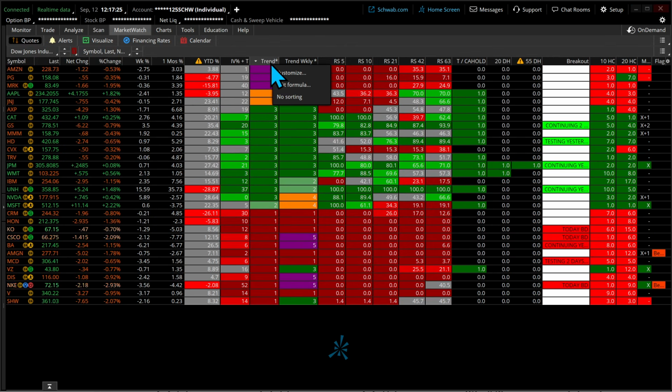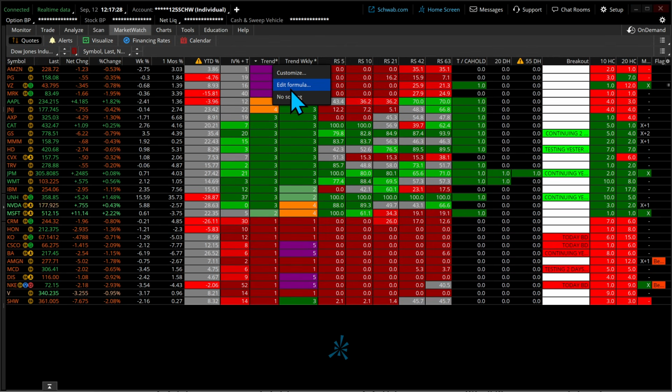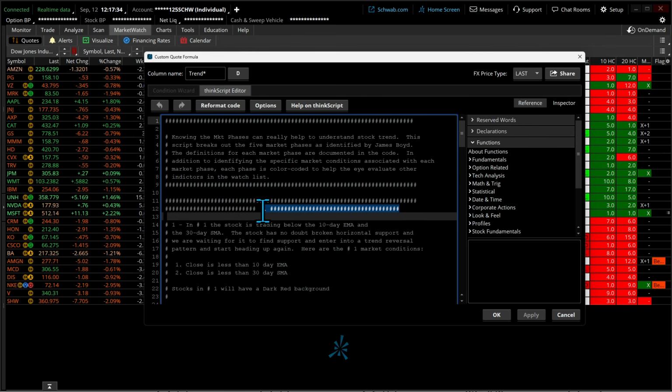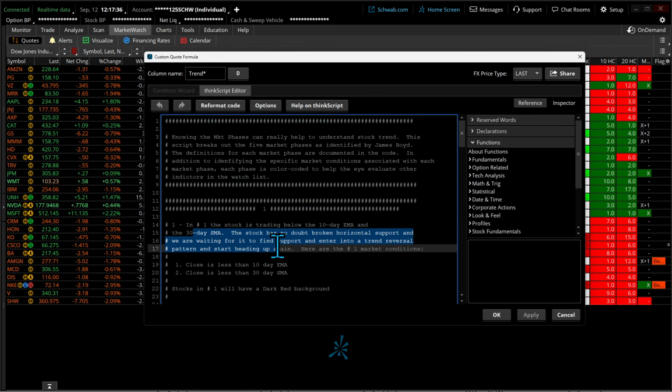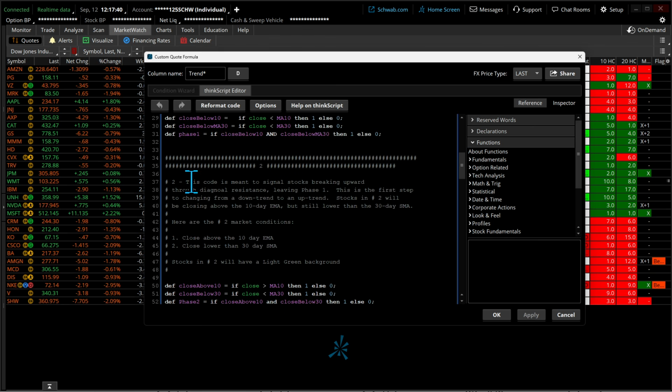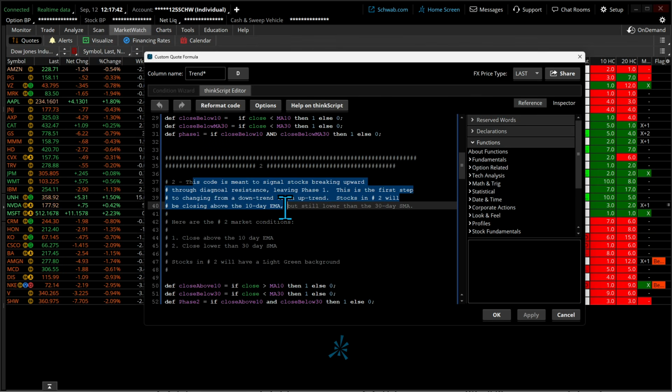You can right-click on that column heading, go to Edit Formula, and if you click on that, it's going to give us a description of what a number 1 means. It gives us that writing right there. What does a number 2 mean? It tells us that right there. And you can read down on that and see exactly what it's telling us.